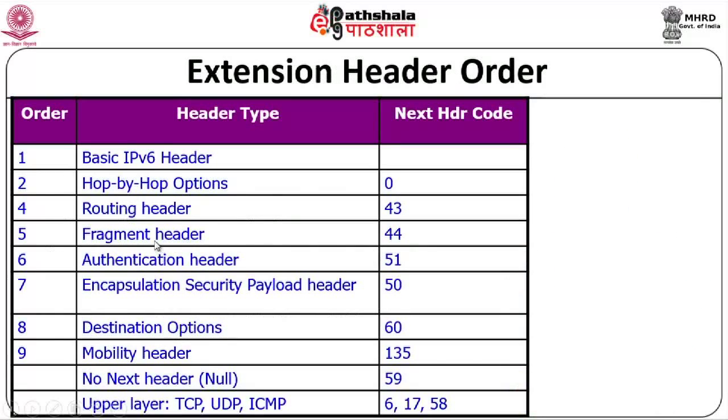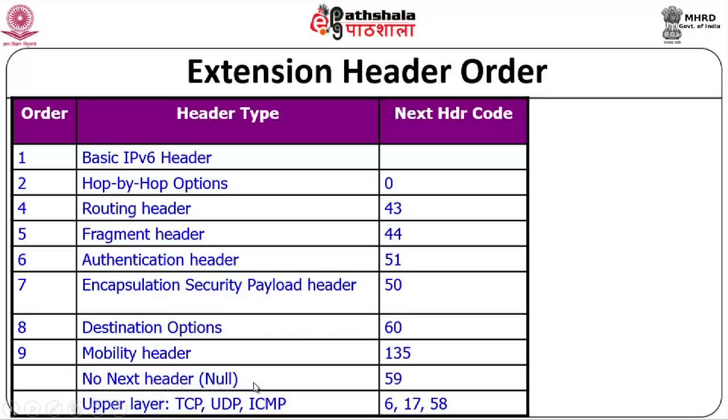And we said there is a fixed order, so this is the order that is followed. You will have the basic IPv6 header, followed by the hop by hop options, then the routing header, followed by the fragment header, then the authentication header, then the encapsulation security payload header, destination options, then the mobility header, and then the actual header of the packet address.